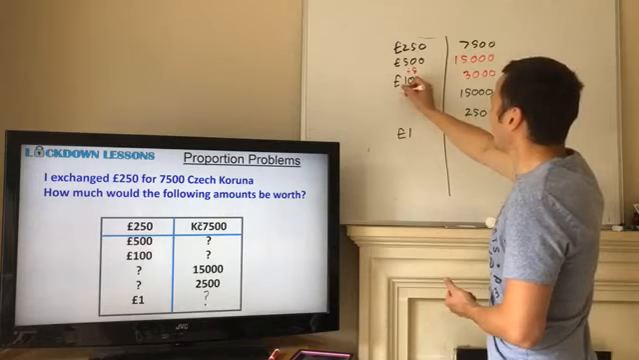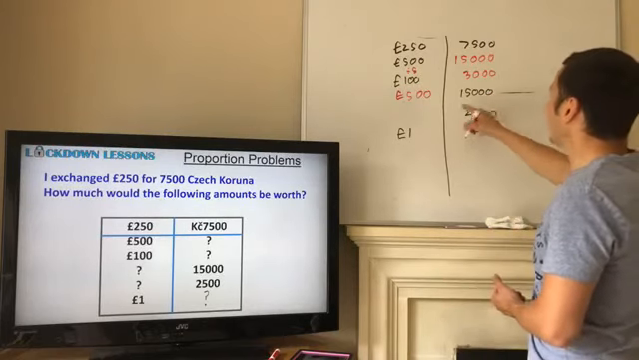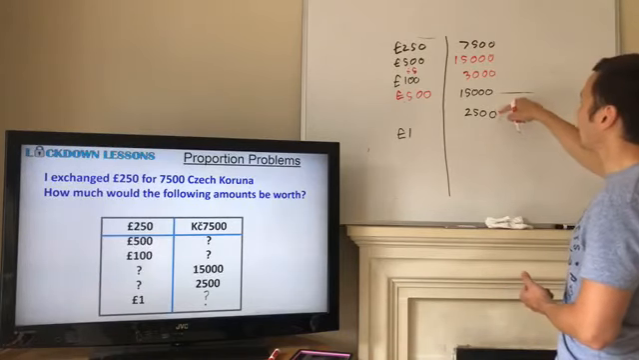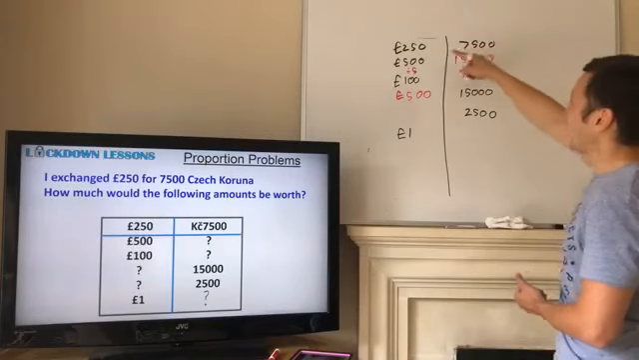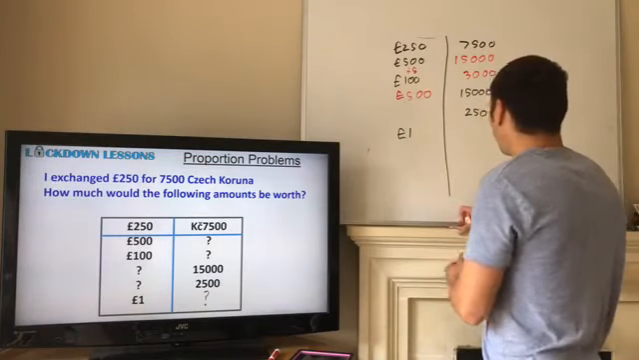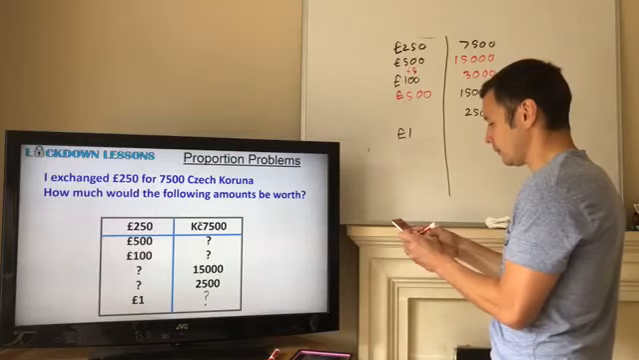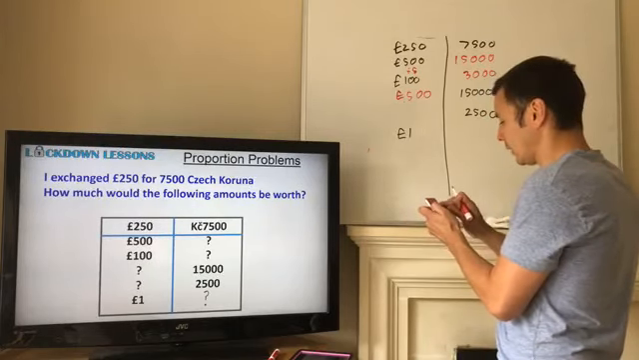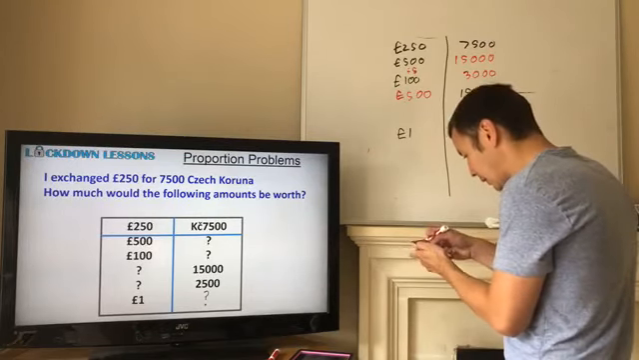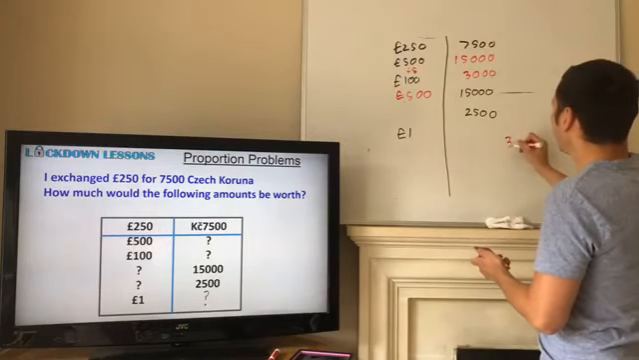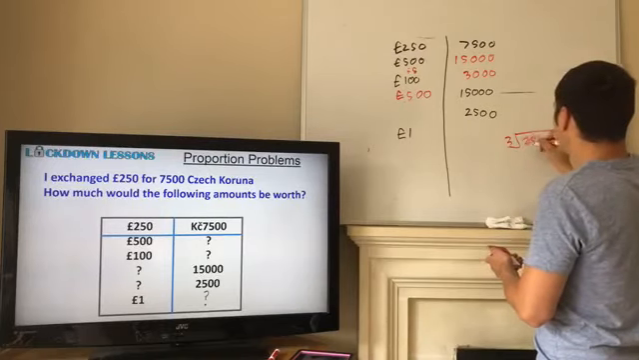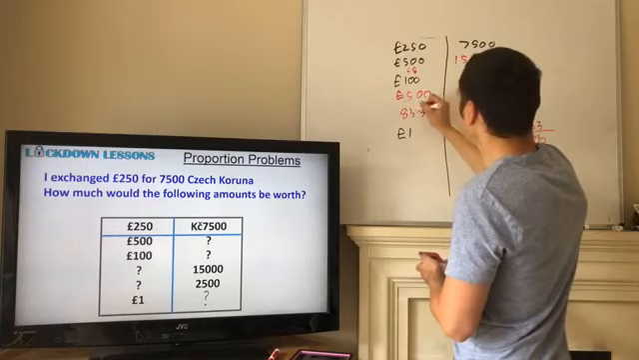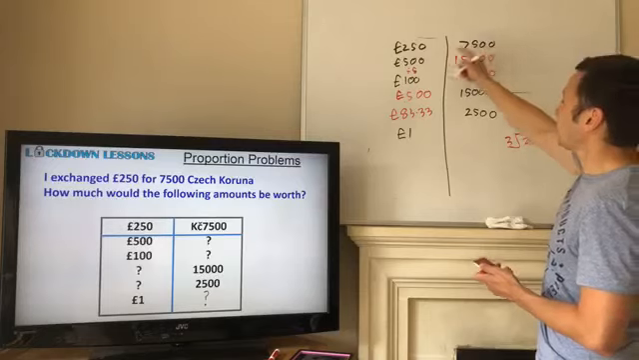3,000. This one, I've already done that one, we know that's 500. Okay, this one here, 2,500 I need to get. So from this one here, I can maybe look at 7,500 and 2,500. Well, there are three of these going to 7,500. So I can divide this by three, which isn't going to go very nicely. So 3 into 25 goes 8, 3 into 10 goes 3, so £83.33. And then £1, if I can use 500 divided by 250.